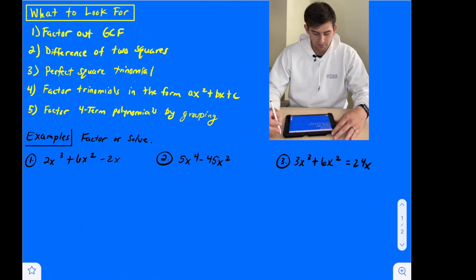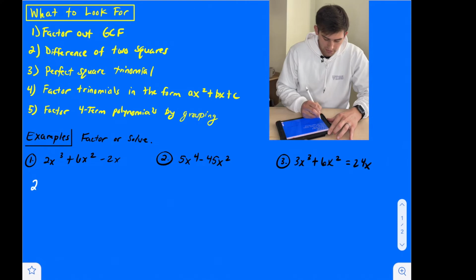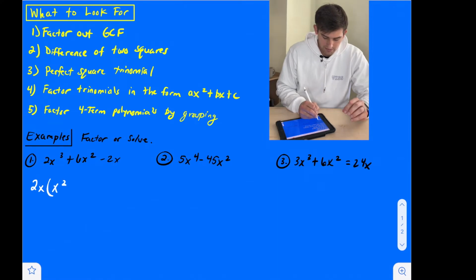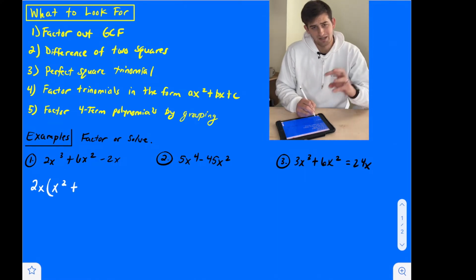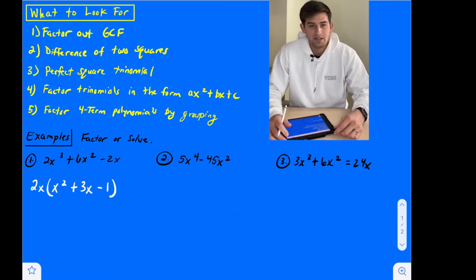For number 1, we have 2x cubed plus 6x squared minus 2x. Notice all of these terms at least have an x, and they all have coefficients that are multiples of 2. So we can factor out a 2x. If I factor out a 2x, what do I multiply 2x by to get x cubed? Well, that's x squared. 2x times what gives me 6x squared? That would be 3x. And then 2x times negative 1 would give me negative 2x.